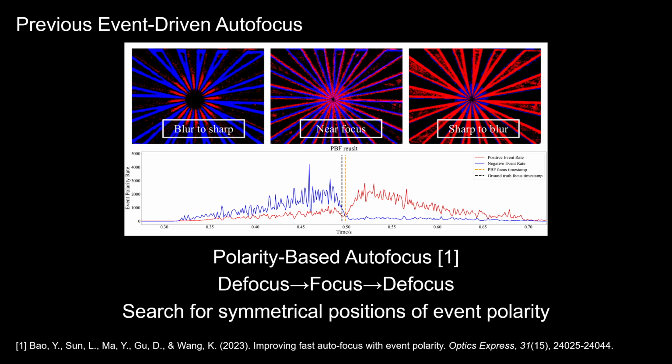In our previous work, we observed that during the full focus sweep, from defocus to focus and then back to defocus, the polarity of events generated at a given point tends to reverse. For a given region of interest, the rate of positive and negative events is symmetric around the focus position. By analyzing this symmetry across the entire focus stack, we can accurately and efficiently estimate the optimal focus by identifying the center of symmetry in the event polarity rate.